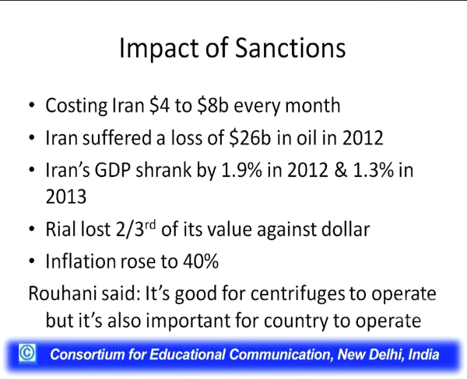The rial, the currency of Iran, lost two-thirds of its value against the dollar, and inflation rose to nearly 40%. And that is one of the reasons why Iran came to the negotiating table. As Rouhani said, it's good for the centrifuges to operate, but it's also important for the country to operate. So he is basically saying that nuclear reactors are important, but more than that, the country's economy has to operate.